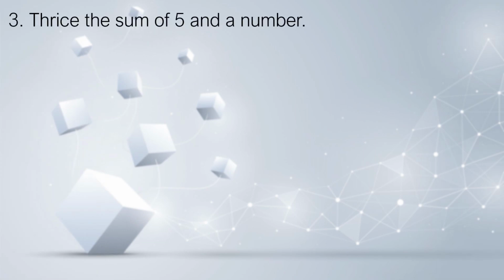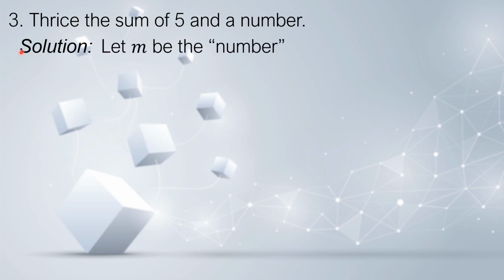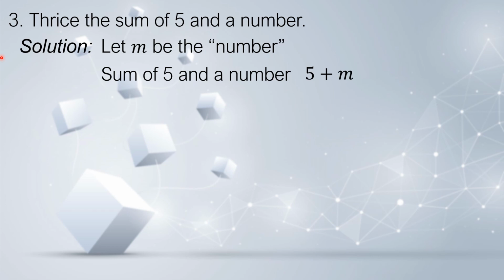Third example, thrice the sum of 5 and a number. So dito, sabi dyan, thrice the sum of 5 and a number. So una nating alamin o i-translate ang sum ng 5 and a number bago natin siya i-connect sa thrice na word. So for the solution, let m be the number. So napalitan na natin ang salitang number ng letter m and then sum of 5 and a number. So, since nakalagay dyan ay sum of, ibig sabihin iyon ay plus or addition. So, magiging 5 plus m.